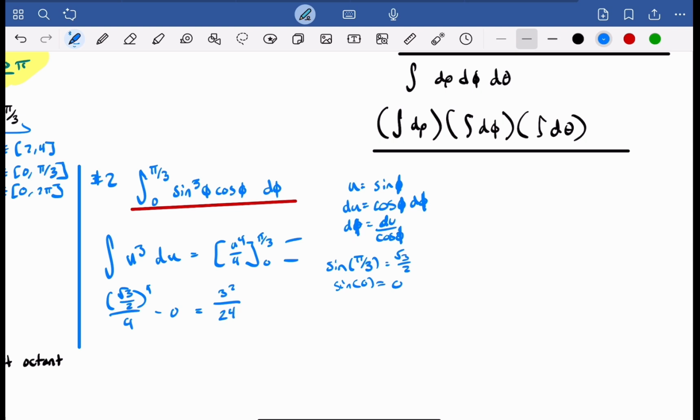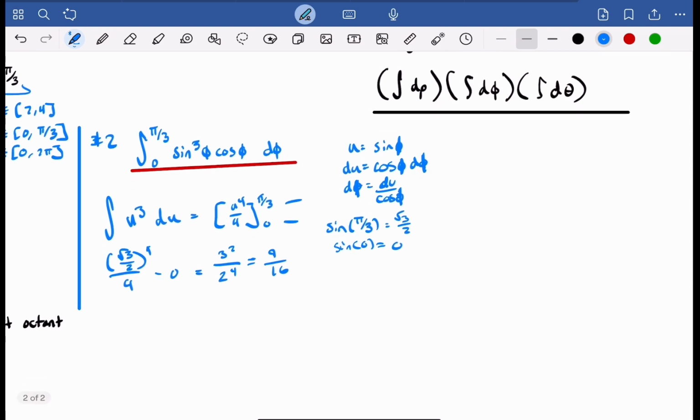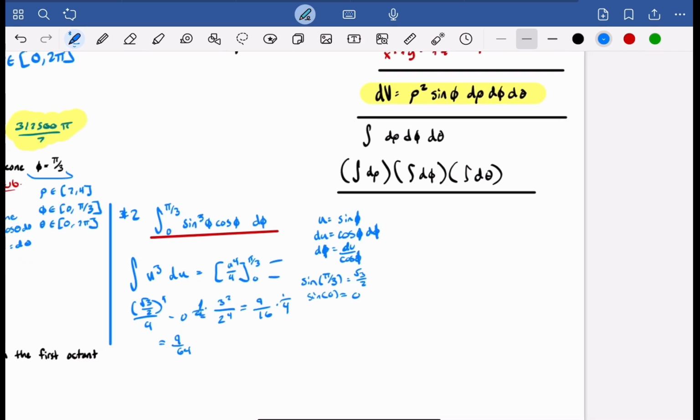I mean, yeah, we can distribute that, but I don't get where the fourth goes. 9 over 16. We have our 1/4 here. So it's actually 9 over 64. That's going to be our solution for number 2.